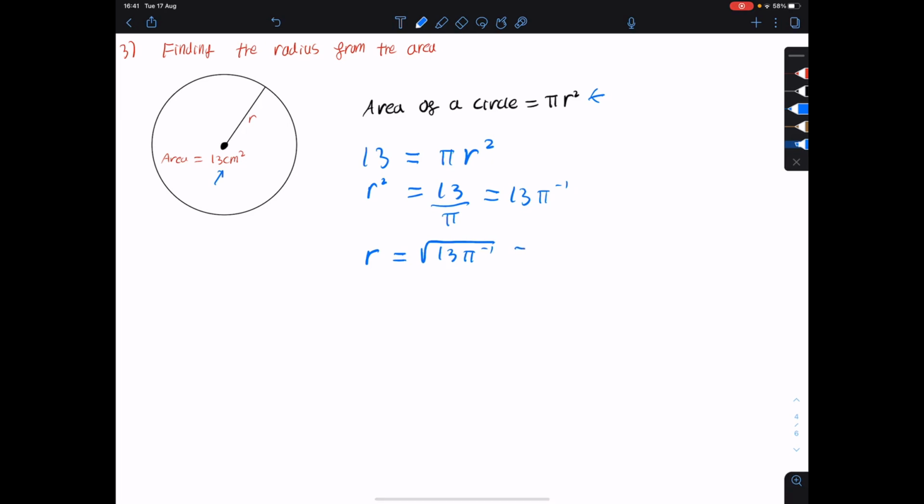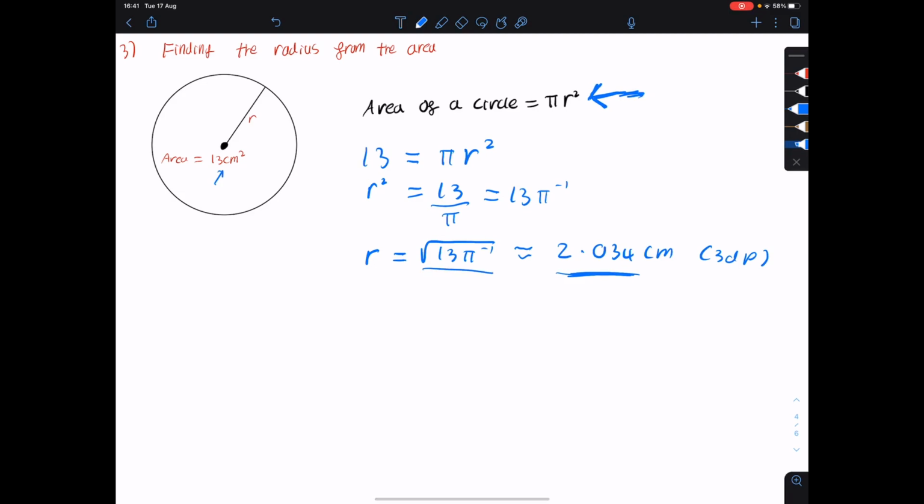And if we type this into our calculator, we get that the radius is approximately 2.034 centimetres, which is to 3 decimal places. And you will find that if you use this radius here and punch it into the area of a circle formula, you will get near enough 13 centimetres squared.